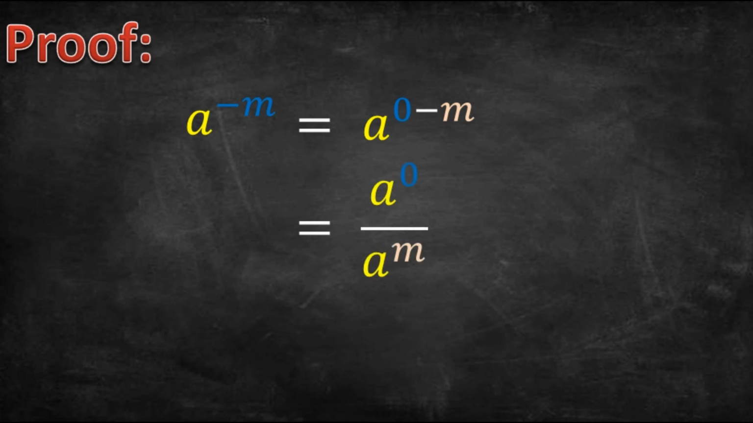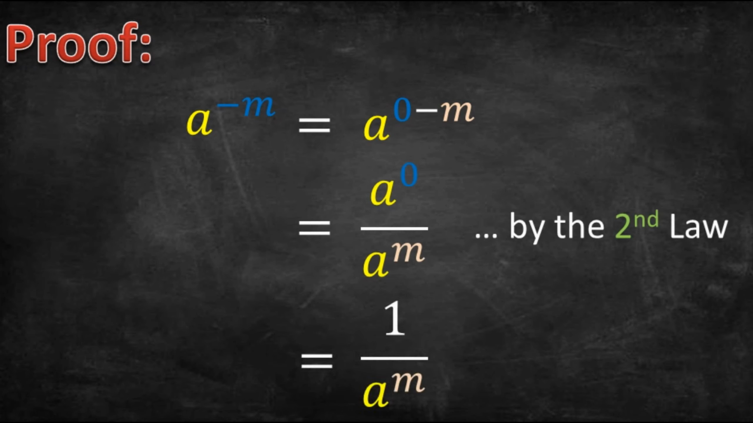To prove this law, we write a to the minus m as a to the 0 minus m. Now we use the second law, so we know that a to the 0 minus m by the second law is a to the 0 over a to the m. Then using the fifth law, we know that a to the 0 is 1. So then we end up with a to the minus m being equal to 1 over a to the m.